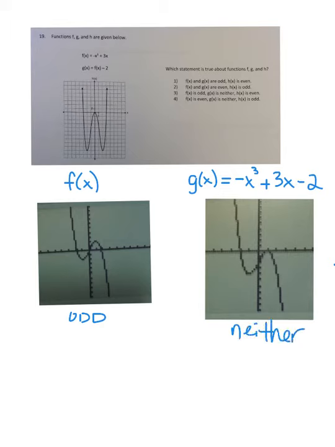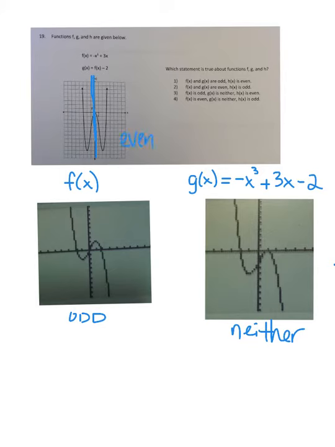Now let's look at the one that they gave you. They gave you h of x. And if you look at h of x, you can see that if I reflect over my line, the y-axis, you can see that the left-hand side of this graph right here will match up with the right side of the graph there. So that makes that function an even function. So h of x is even.